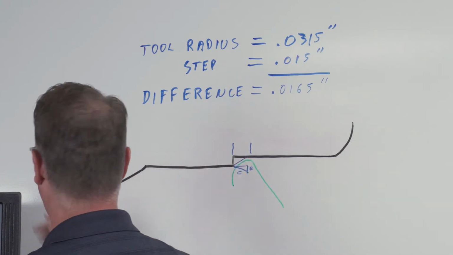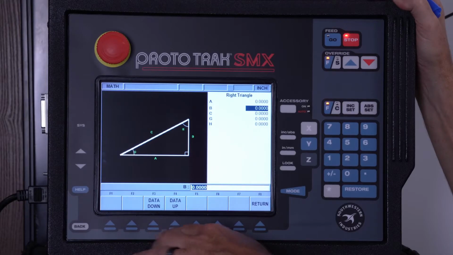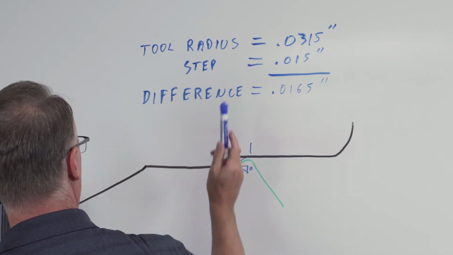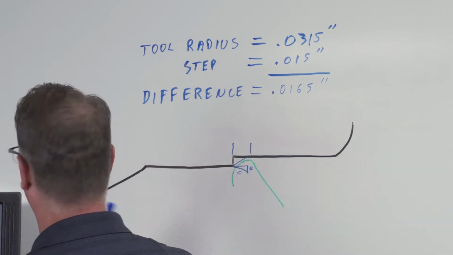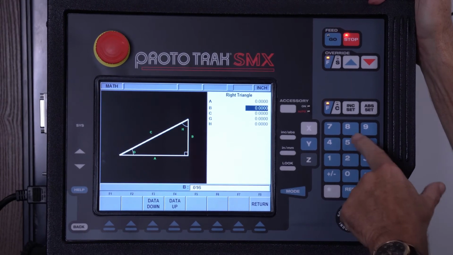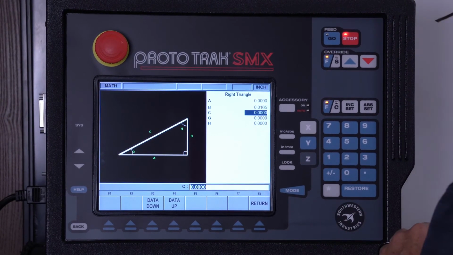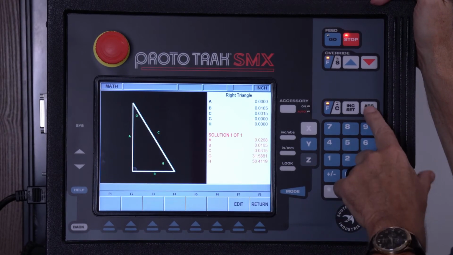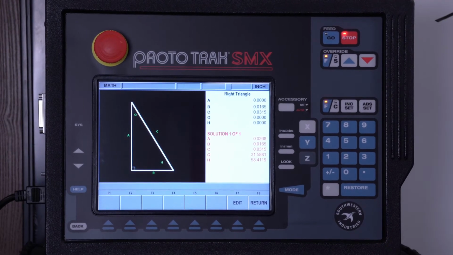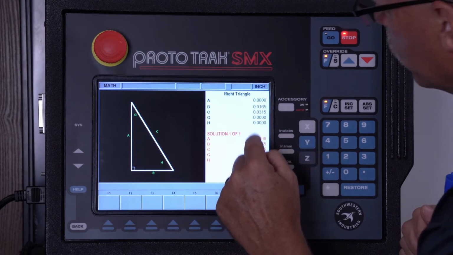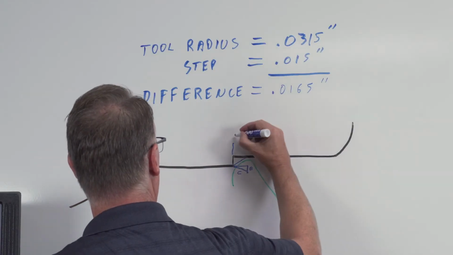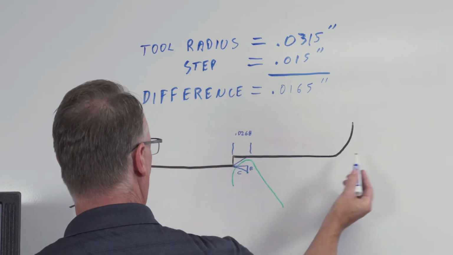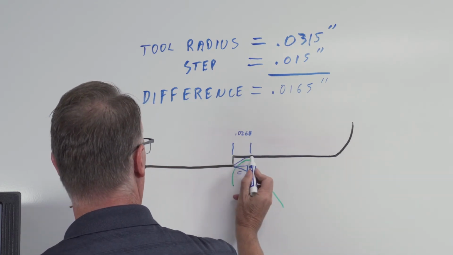A is what I'm trying to find out. This is A. So I'm going to come in here, and I'm going to say, what is B? B is the difference between the tool radius and the size of your step, which is 0.0165. C is the actual tool radius, 0.0315, sorry, a little dyslexic there. And you'll see in here that it's solved, and it tells me A is 0.0268. So right here, 0.0268 is what I need to know so that I can make this 1/2 inch dimension shorter by that amount.